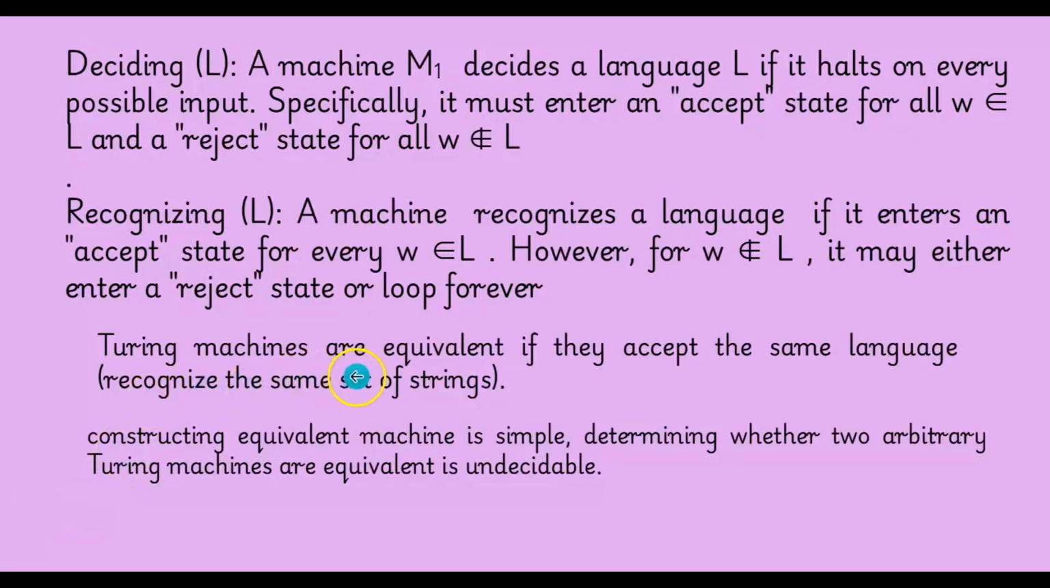Turing machines are equivalent if they accept the same language, that is, recognize the same set of strings. Constructing an equivalent machine is simple, but determining whether two arbitrary Turing machines are equivalent is undecidable.